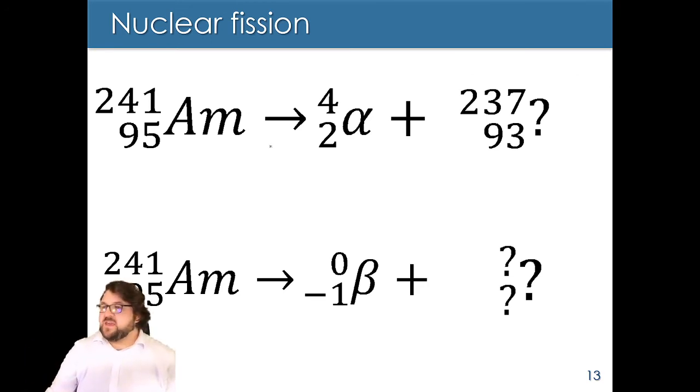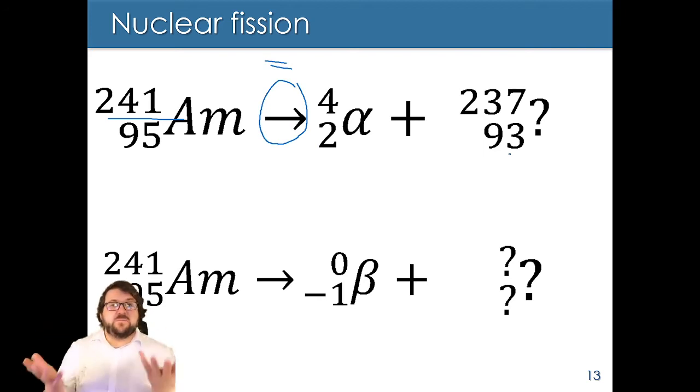So you can sort of think of this arrow here as a bit like an equal sign almost. 241 equals 4 plus 237. 95 equals 2 plus 93. And just try and keep them all even there. Now the last thing is, what on earth is this question mark going to be?